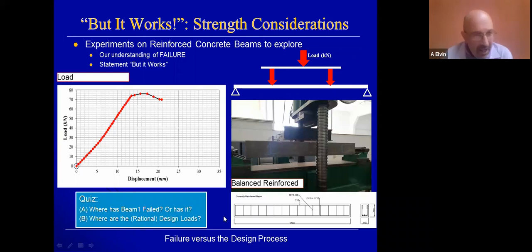Quiz. Where has beam 1 failed? Or has it failed? Who says beam 1 has failed? This is the beam we're looking at. I've given you the load displacement graph. Here is the rubber sheet photograph. I apologize for the rubber sheet photograph. 4-point bending. Here's the reinforcement. Here's the load displacement. We've got a load. This is the graph. Who says that beam one has failed? Hands up or comment.